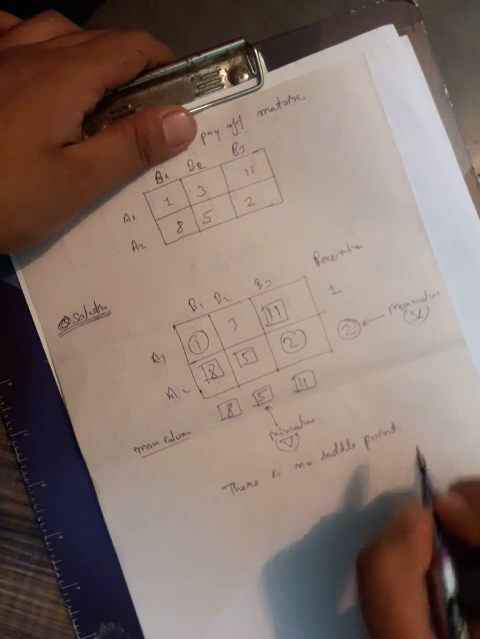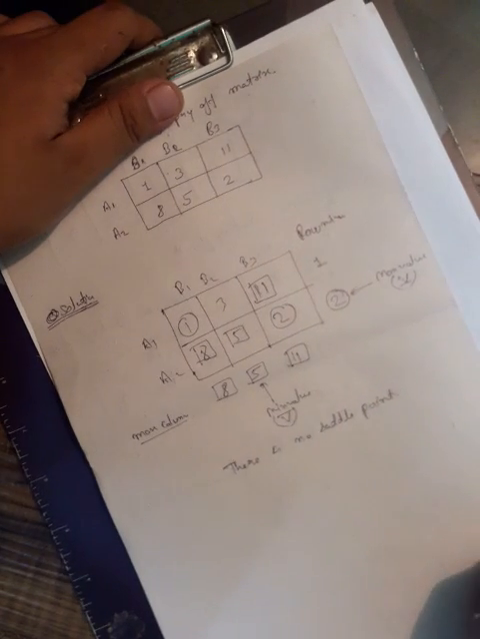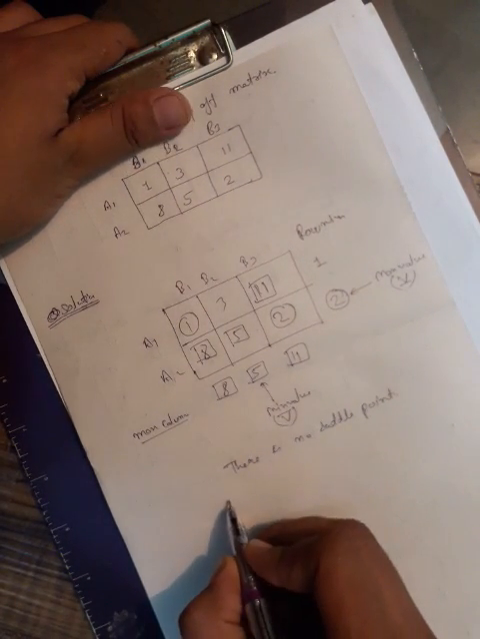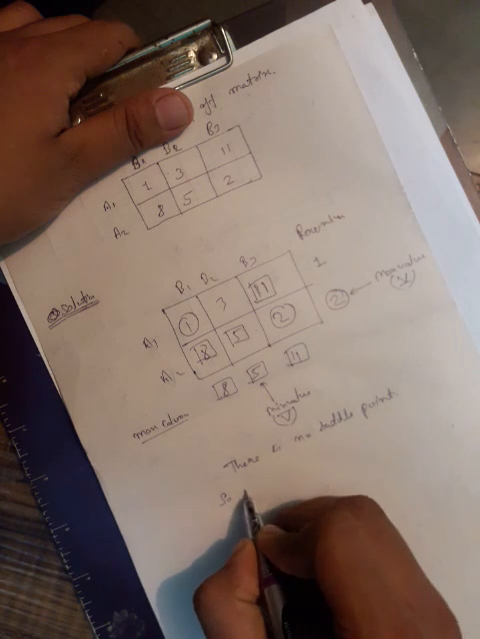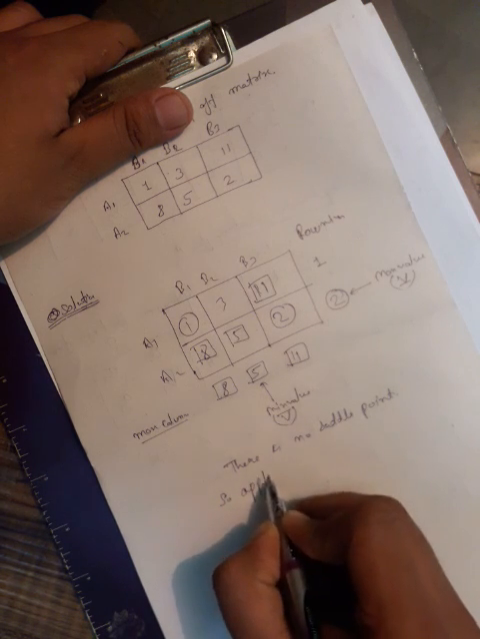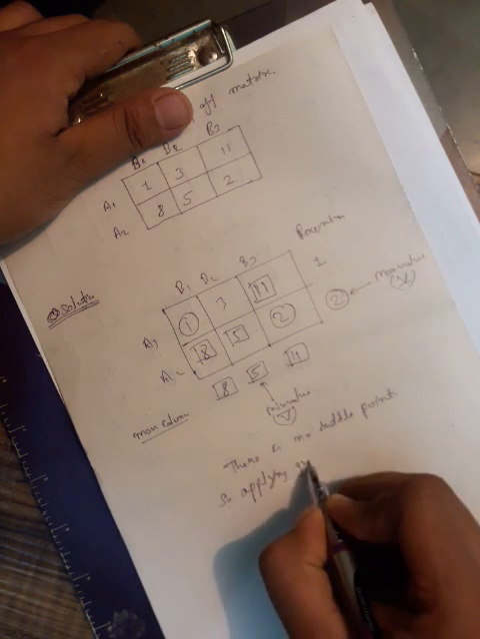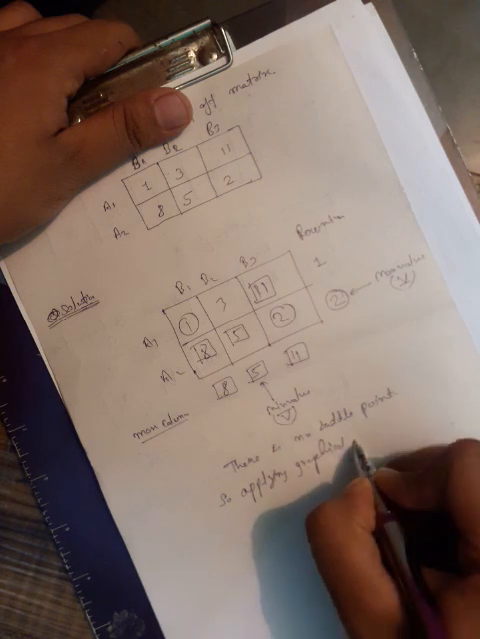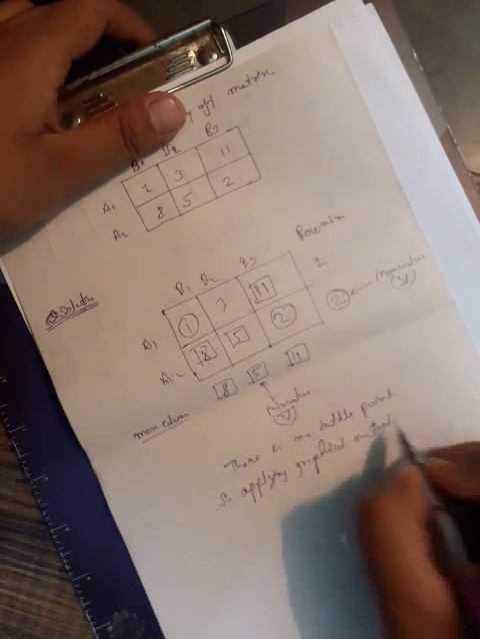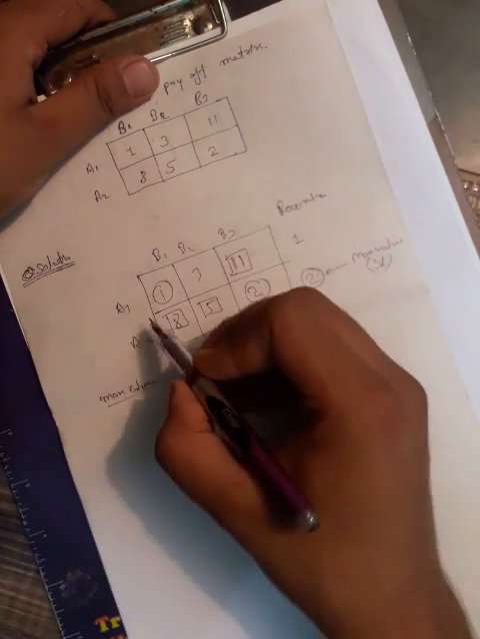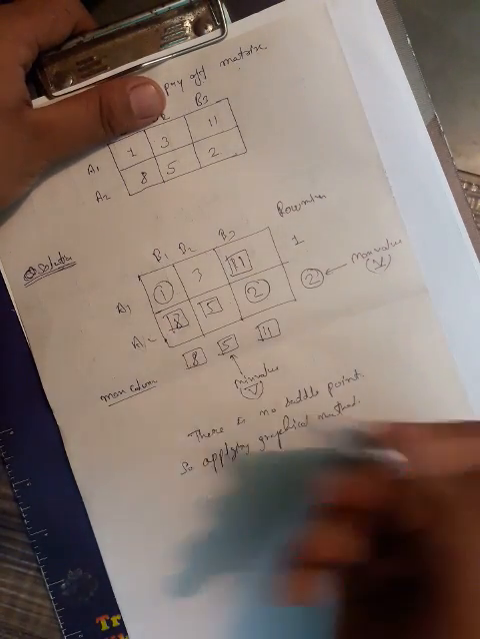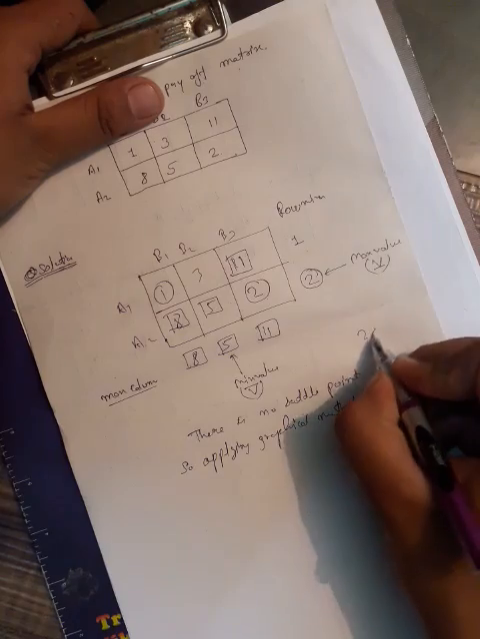So we will solve it by the graphical method. So applying the graphical method, since it is in 2 into n form.